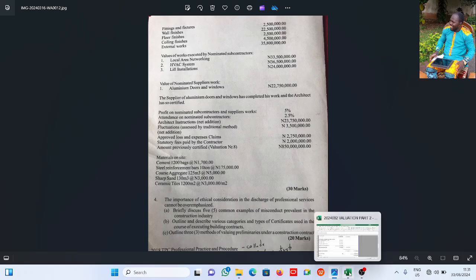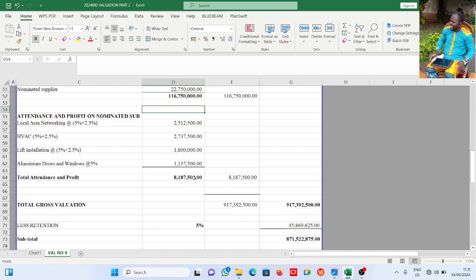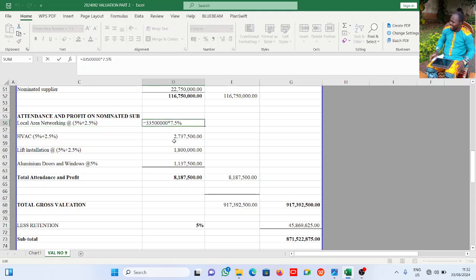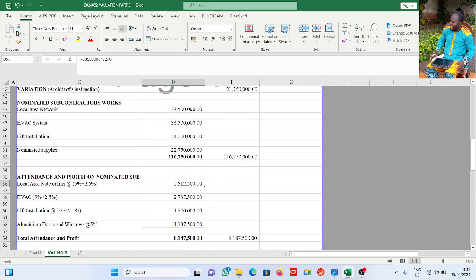All right. So this is what we have here. Now, local area network. Of course, attendance is 2.5%. Profit is 5%. That is 7.5%. So this times 7.5%, we have 2,512,000. Look at it here. This is local area network. This is what we are dealing with here.